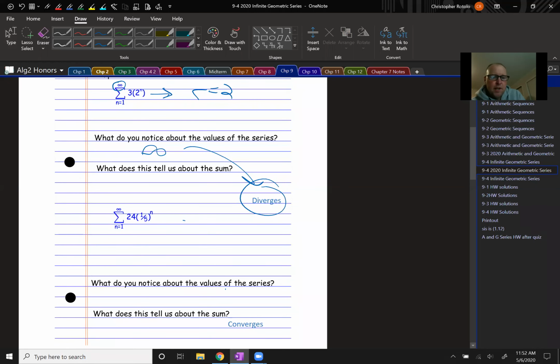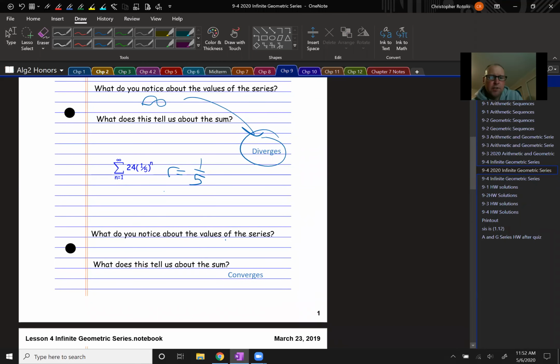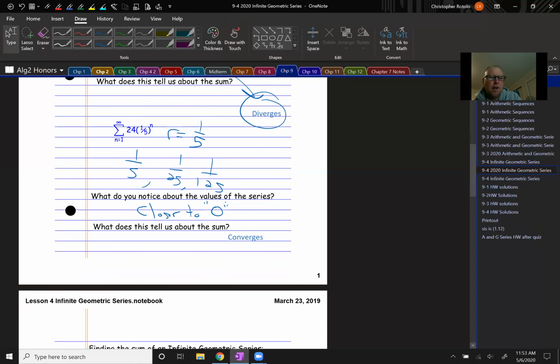All right, what about this one? This time, r equals 1/5. So what's going to happen over time is our numbers are going to get smaller and smaller, right? So we got 1/5. We're going to take it times 1/5, 1/25, 1 over 125. So it's going to keep getting smaller and smaller and smaller. So eventually, we're actually going to get closer and closer to 0 as far as what we're adding on, which means we're going to be kind of close to some number, so it converges. So this is the only thing that we're going to have to deal with: when the absolute value of r is less than 1, or it converges.